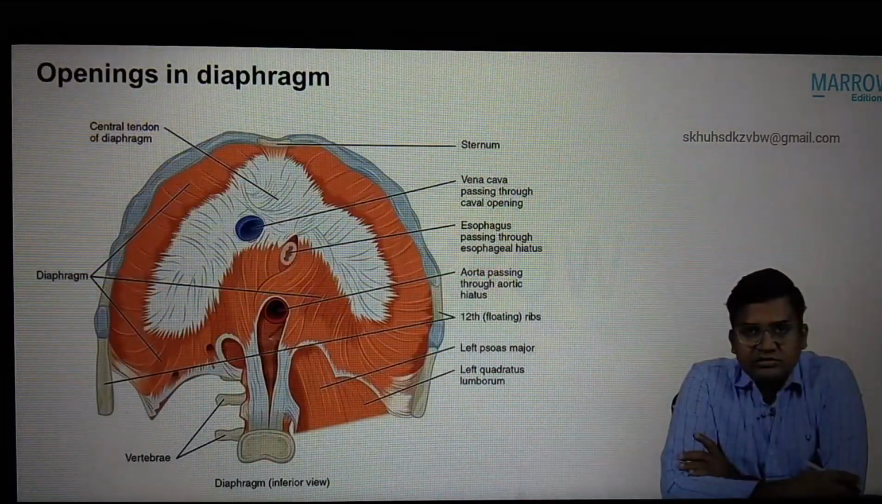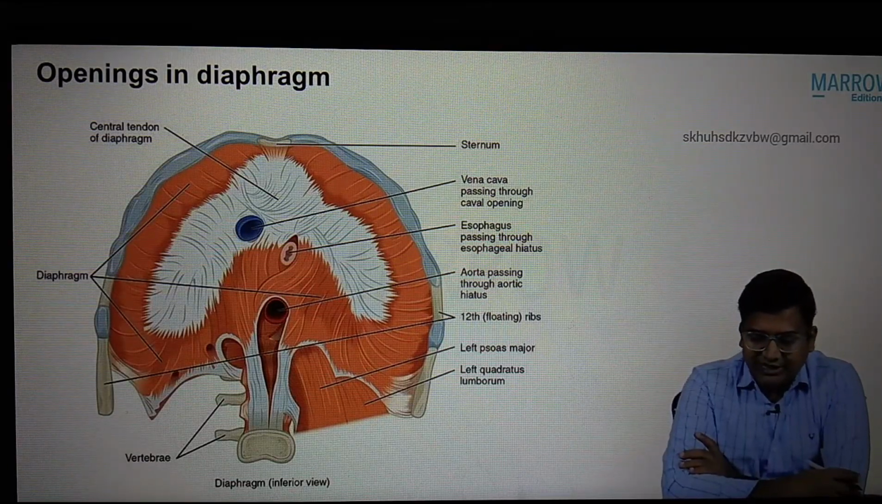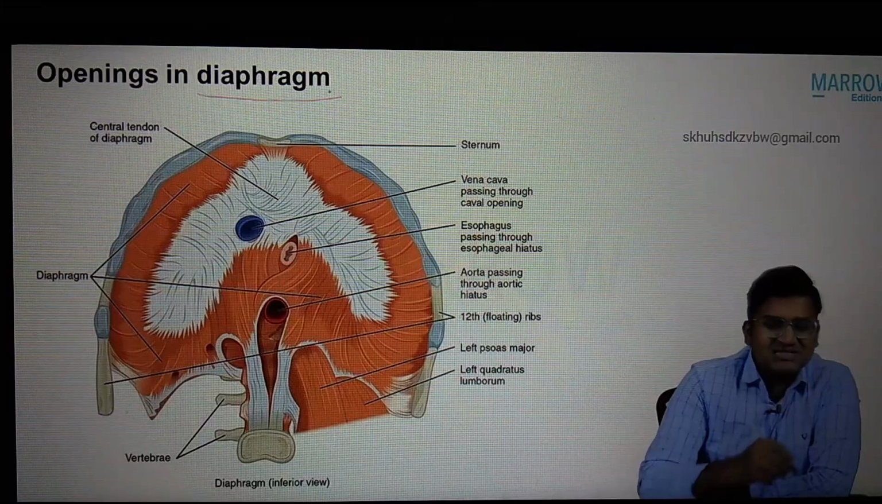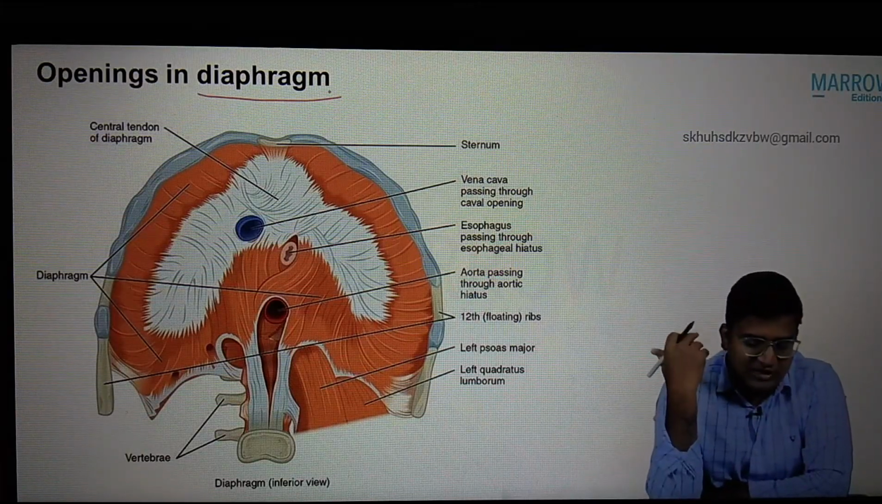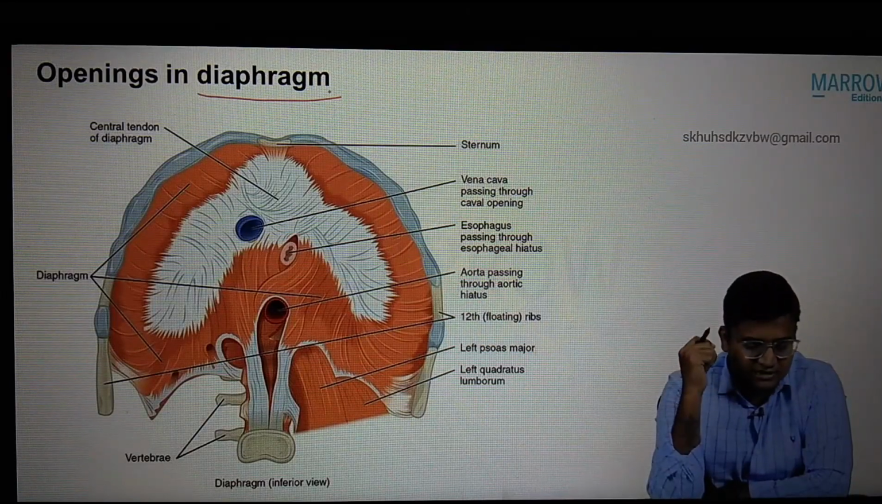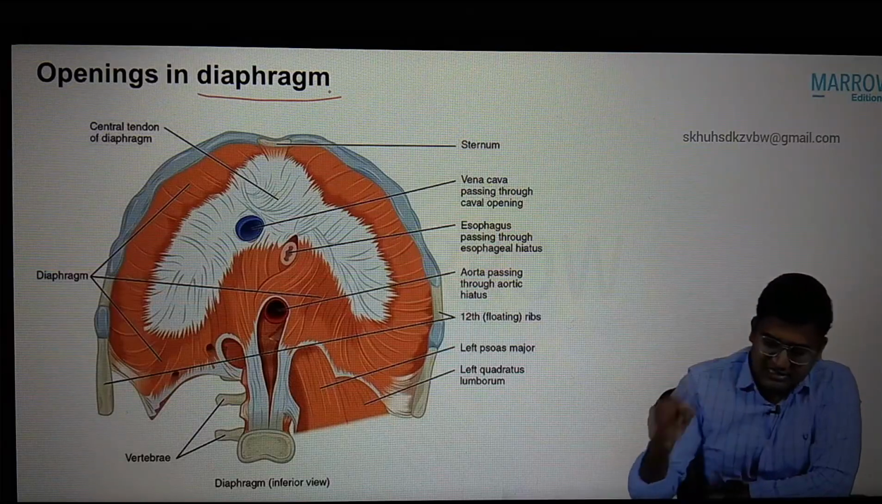Now we're going to start the discussion about the diaphragm. So, diaphragm, we have to know about the origin, insertion, some basic points, and then we have to know about the structures passing through the diaphragm, through the major opening and the minor openings, right? So, diaphragm we know is a muscular partition between the thorax and abdomen.